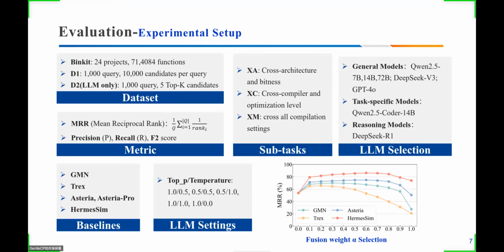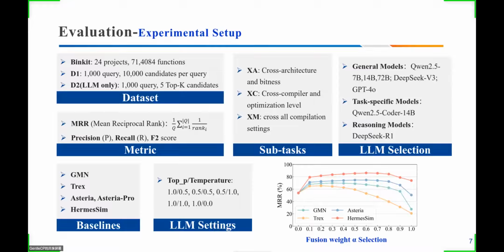The experiments use BinKit to create two datasets, D1 and D2. The experiments include subtests with different compilations, such as cross-architectures and cross-compiler optimization levels. We select five SOTA works as our baselines, evaluating using metrics like MRR, precision, recall, and F2 scores. Our LLMs cover three types, including general, task-specific, and reasoning models.